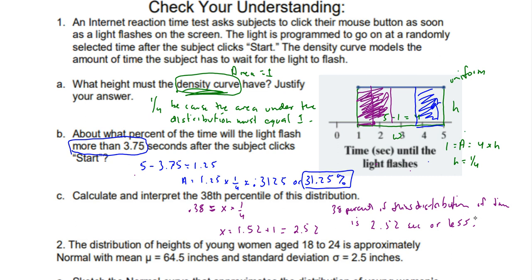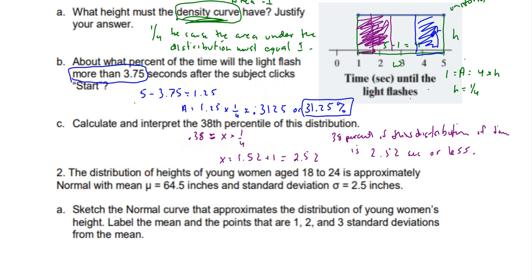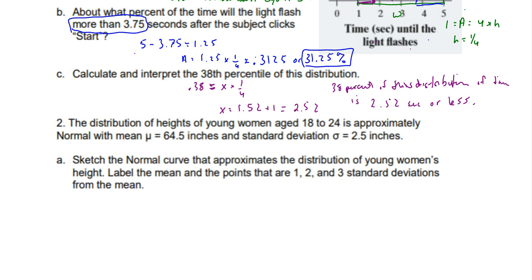Okay, next, moving on. So what we have then is the distribution of height of young women aged 18 to 24 is approximately normal with a mean of 64.5 inches and a standard deviation of 2.5 inches. Sketch a normal curve and approximate the distribution of women's height. Label the mean and the points that are 1, 2, and 3 standard deviations from the mean.